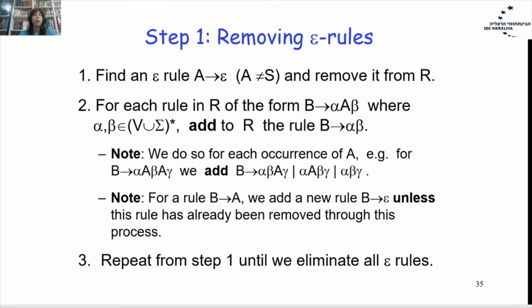If we have a unit rule B derives A and now A should be replaced by an epsilon, we add a new rule B derives epsilon to the grammar. We continue with step number 1 until we eliminate all epsilon rules from the grammar.